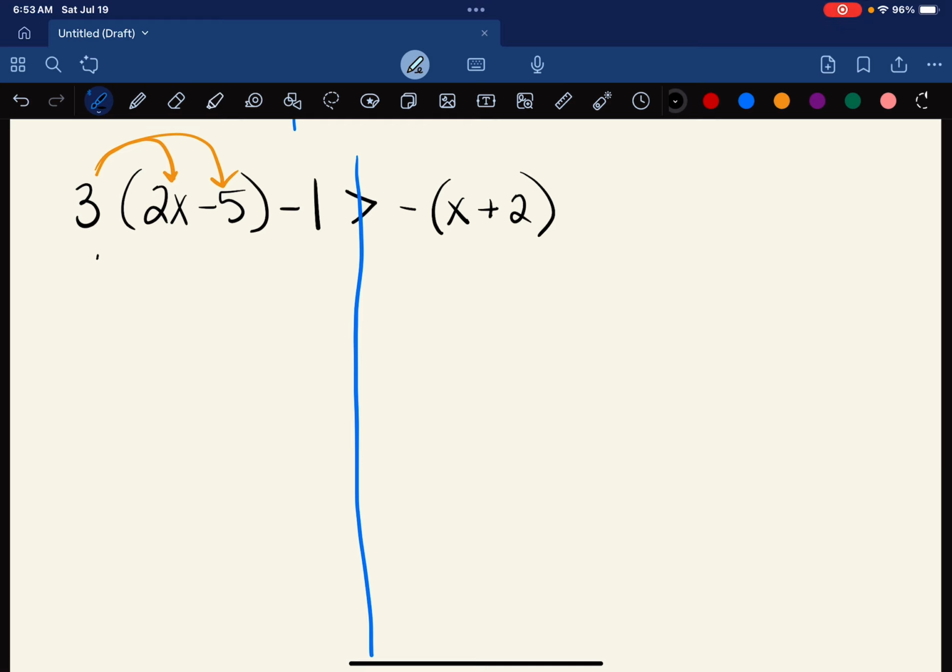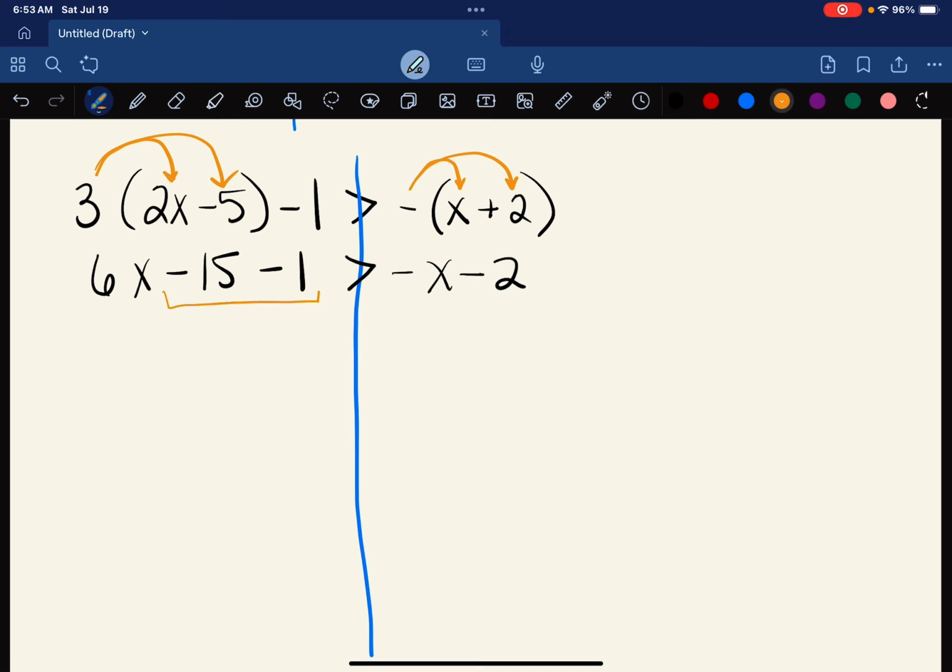So that gives us 6x minus 15, and we bring down our minus 1, of course, is greater than, and then I have this negative symbol that I need to distribute to both of these terms. So it becomes a negative x minus 2. That's our first step.